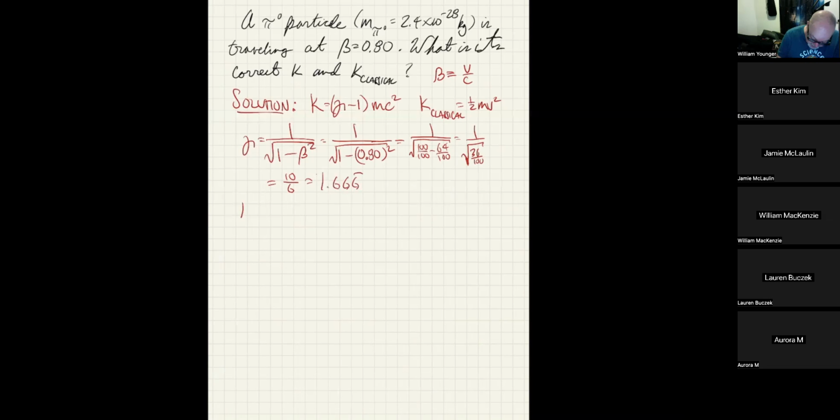Now I can say the kinetic energy is equal to 1.666 with a bar over it, minus 1, times 2.4 times 10 to the negative 28 kilograms, times c squared. So this is 2.99792 times 10 to the 8th meters per second, and then squared. Notice I'm using c, not velocity, because that's what the formula says.